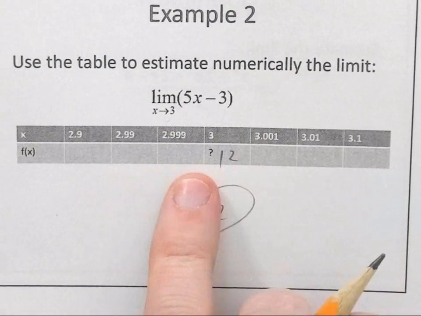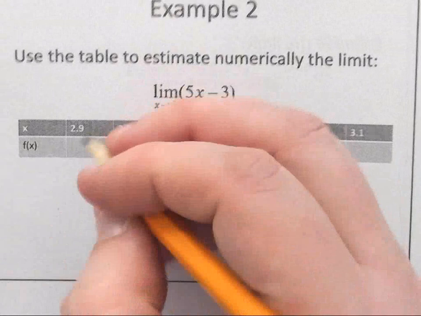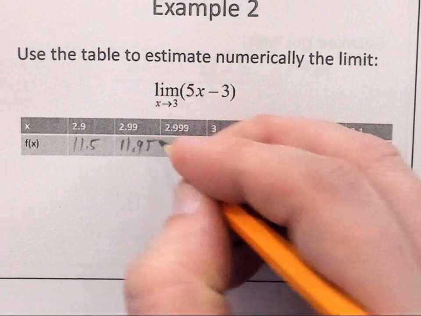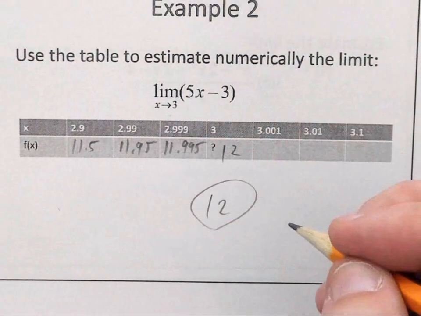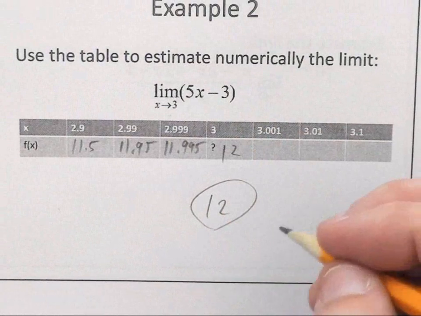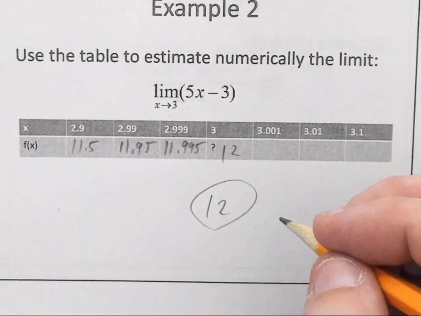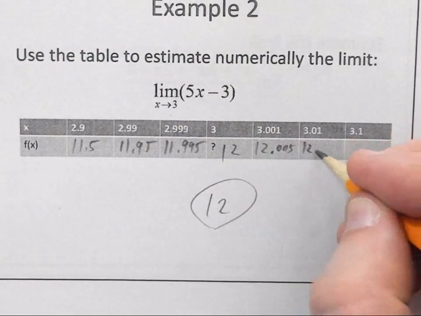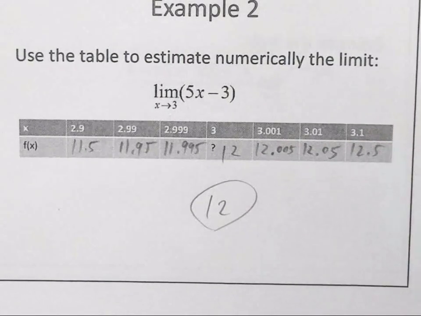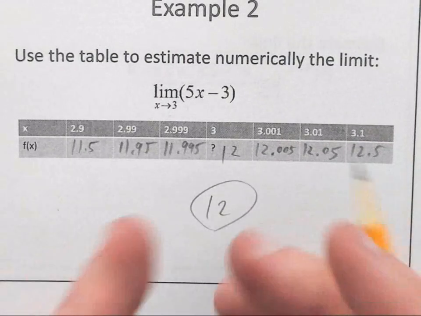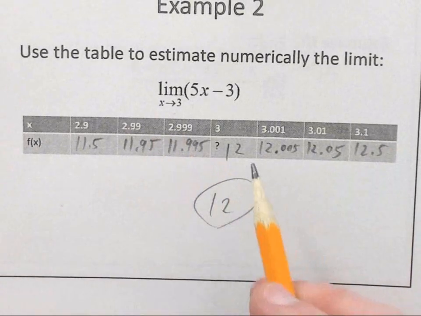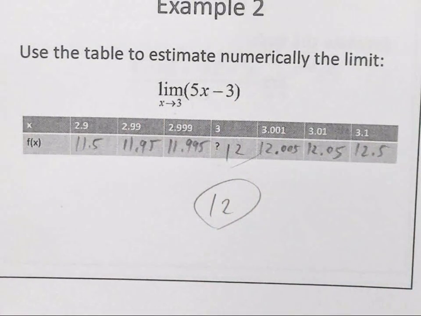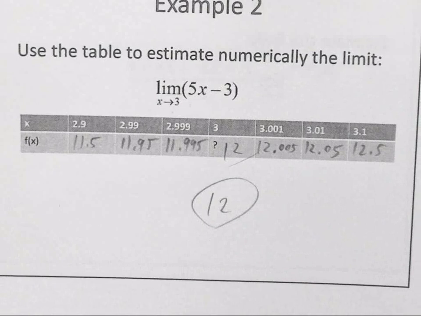But the reason is, if you actually look at the table, and I'm not going to make you punch it in for this one, I'll make you do it for the next one. But if you plug in 2.9, you're going to get 11.5. 2.99, 11.95, 11.995, like that. So logically, what is it on the other side for 3.001? 12.005, 12.05, and 12.5. The idea is, as you get closer and closer to 3 along the x-axis, the value of the overall function gets closer and closer to 12. Yeah, so what? At 3 it's 12, right?